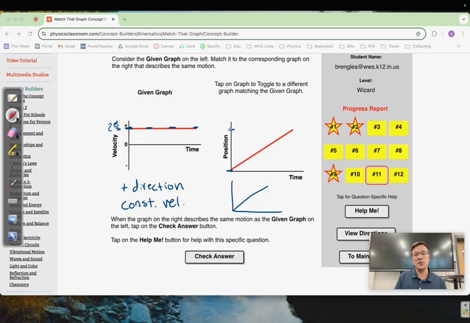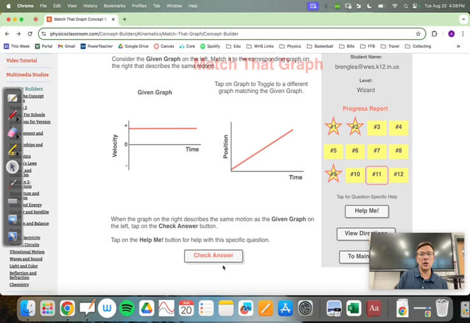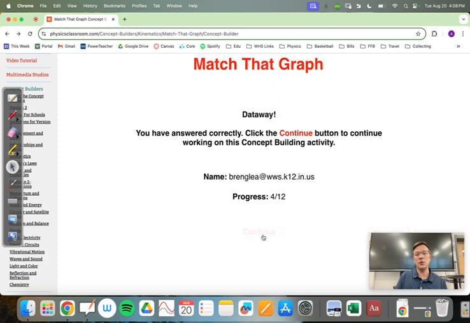It ends at a non-zero position, so it's moving in the positive direction. And we see that we have a constant slope here, and that is what we want. So we will go ahead and check our answer, and we get another data way.